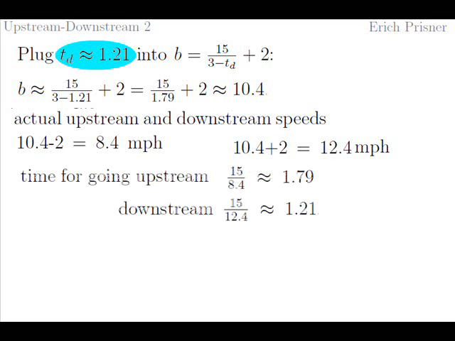The time for going upstream would be about 15 over 8.4, which is 1.79 hours. And for downstream, 15 over 12.4, which is about 1.21 hours. It checks.